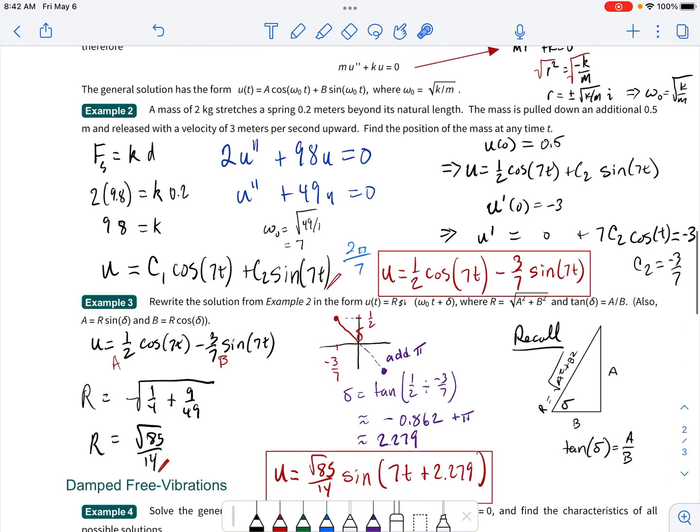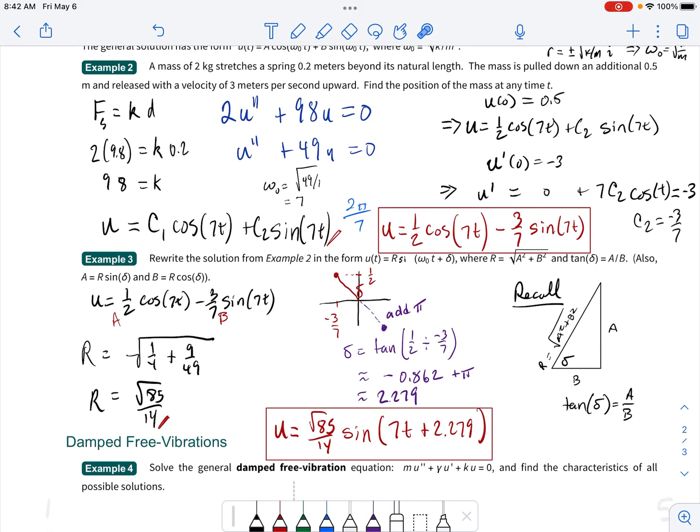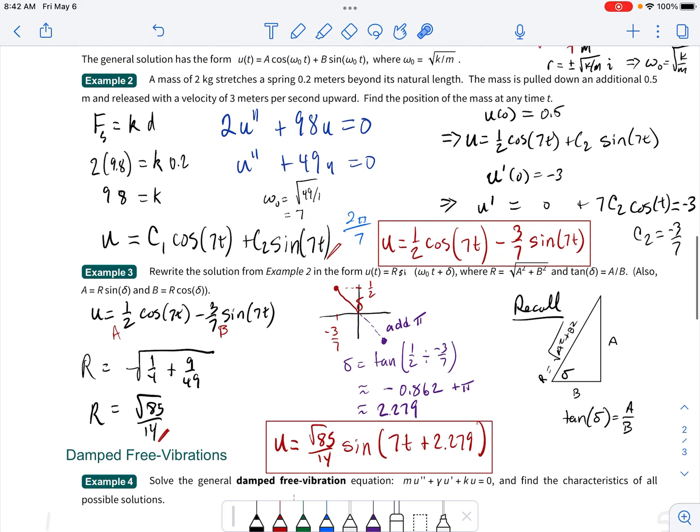So on example 2, we set this one up, again did some conversions. We had, in this case, the natural frequency turn out to be 7. We could have used the little formula and said, well, it's the square root of 98 divided by 2, or just use the characteristic polynomial, r squared plus 49 equals 0. And that solves out for r. And using the initial conditions, we saw that you get the 1/2 for your cosine and a negative 3/7 for the sine.